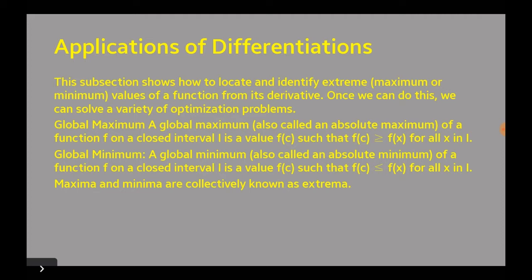The global maximum, also called an absolute maximum, of a function f on a closed interval I is a value f(c) such that f(c) is greater than or equal to f(x) for all x in I. The global minimum, also called an absolute minimum, of a function f on a closed interval I is a value f(c) such that f(c) is less than or equal to f(x) for all x in I. Maxima and minima are collectively known as extrema.